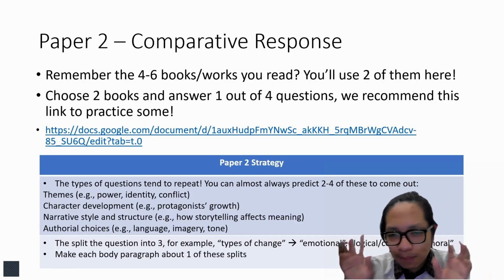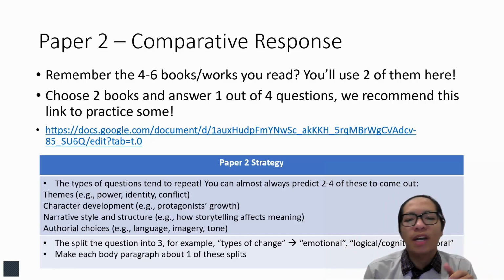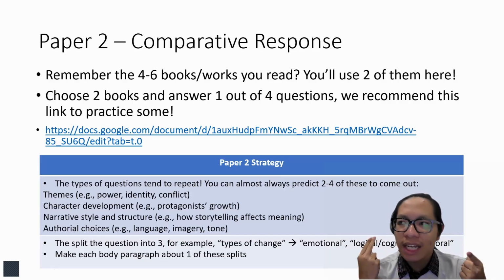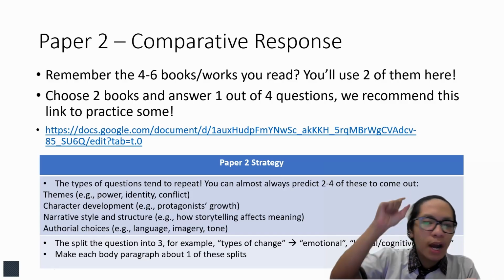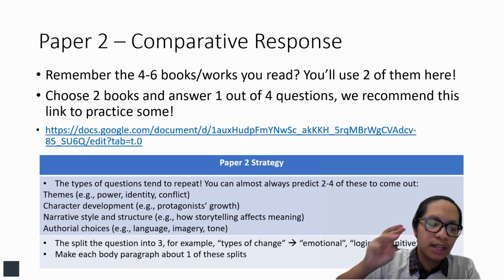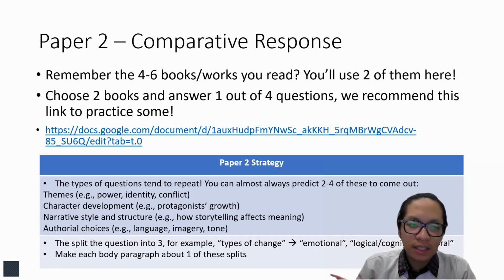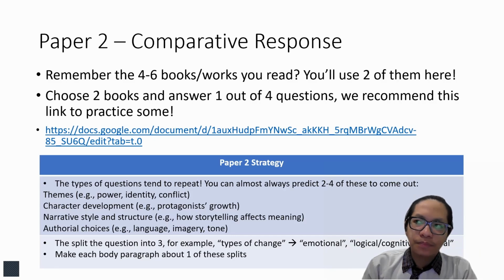Let's split types of change into three. We have emotional change, logical or cognitive change, and change in morals. Just write about those three things in three different body paragraphs, and then you're done. It's very simple and straightforward, but how do we structure these?